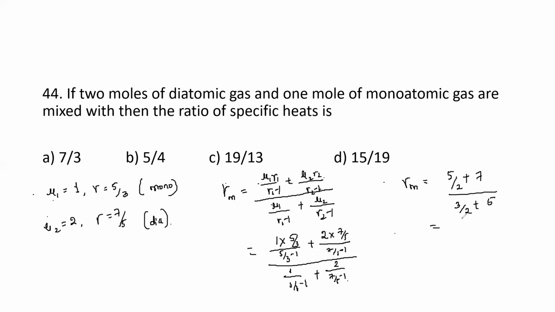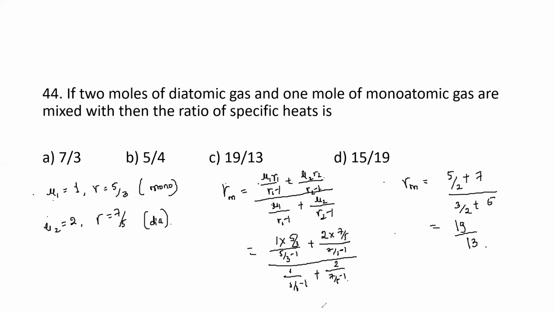Then next, simplify this one, you will get 19 divided by 13. That is option C, the right option here. Okay, that is 19 divided by 13.